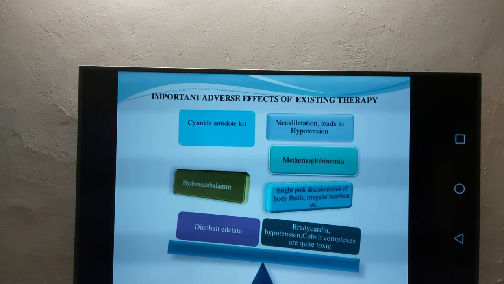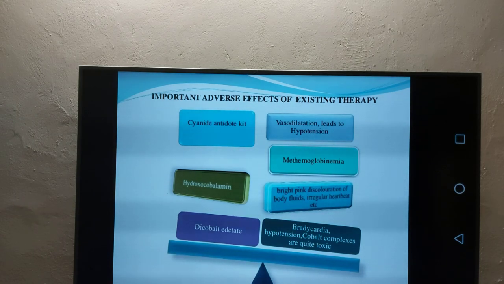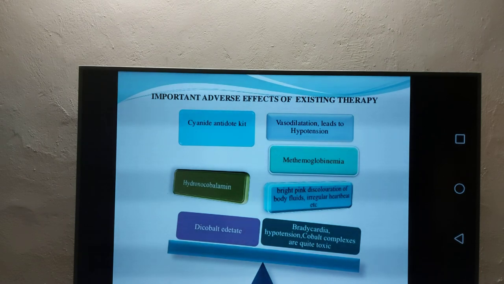Important adverse effects of existing therapy. Cyanide antidote kit: vasodilatation leads to hypotension, so you have to maintain the blood pressure. Methemoglobinemia. Concurrent CO poisoning: if you suspect CO poisoning in the same patient, you should not give nitrites, as methemoglobinemia will increase with CO poisoning. Hydroxycobalamin: bright pink discoloration of the body fluids, irregular heartbeat. These are the findings. Like cobalt edetate: bradycardia, hypotension, cobalt complexes are quite toxic. So I have to take precaution while giving these drugs, like cobalt edetate.